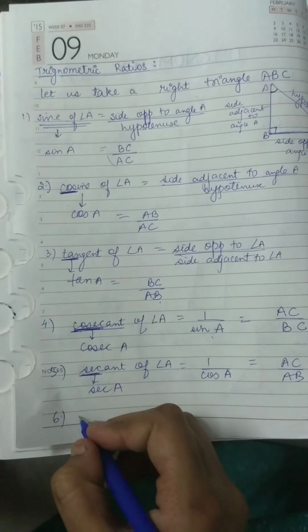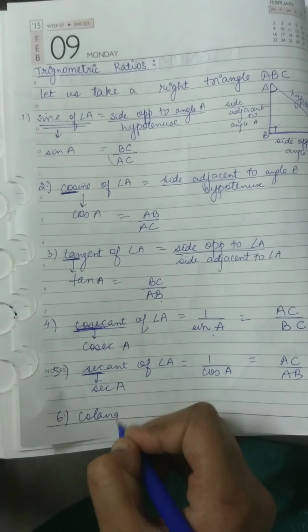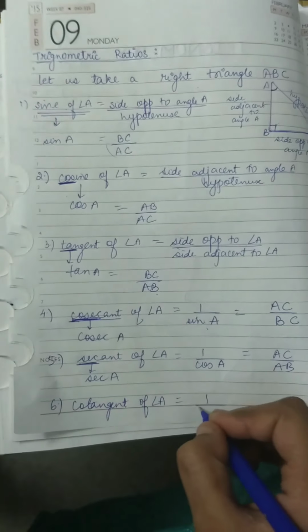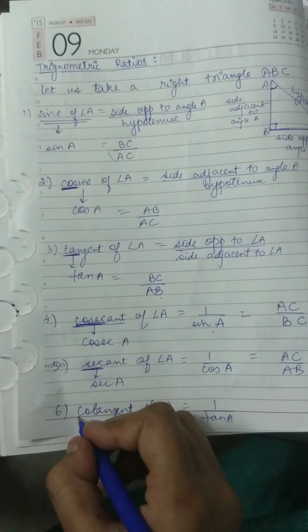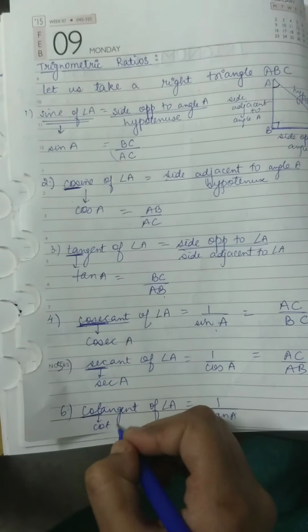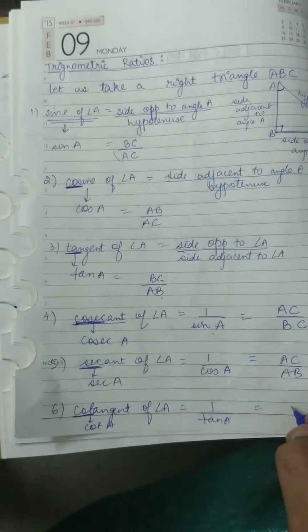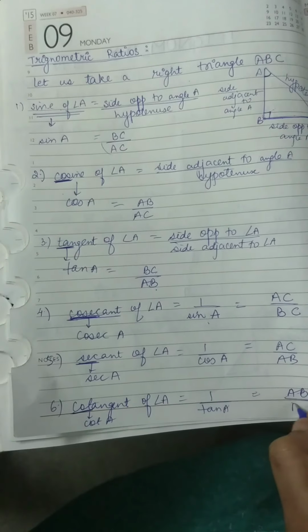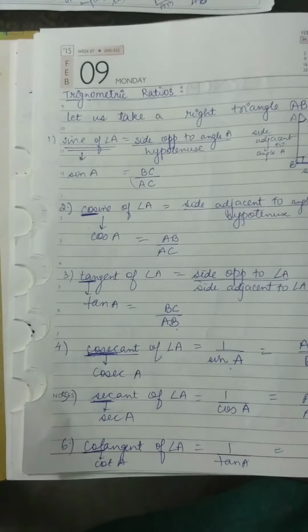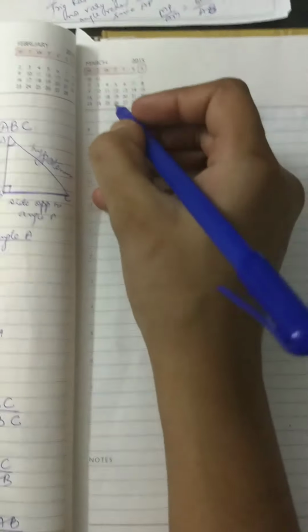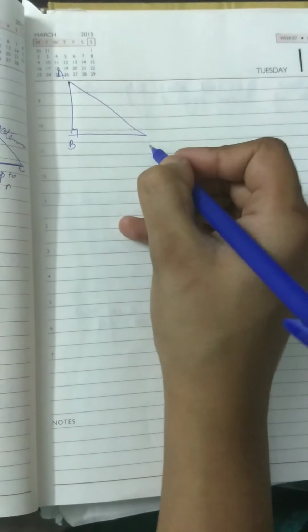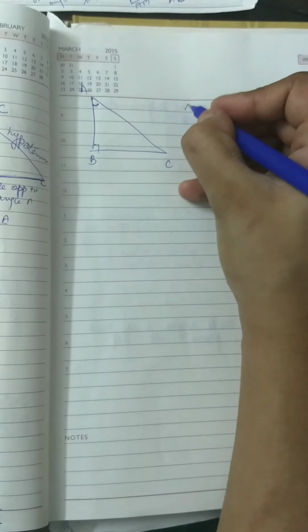And the last is cotangent A. Cotangent of A will be the reciprocal of tan A. So it can be written as cot A is equal to the reciprocal of tan A, which will be AB upon BC. See, we have written this for a right angle triangle ABC. This was our angle. So I'll repeat.